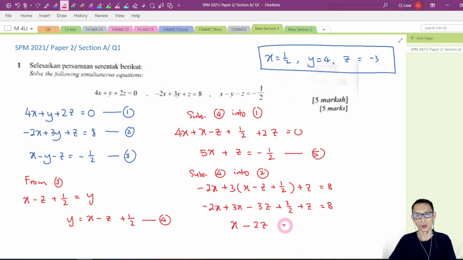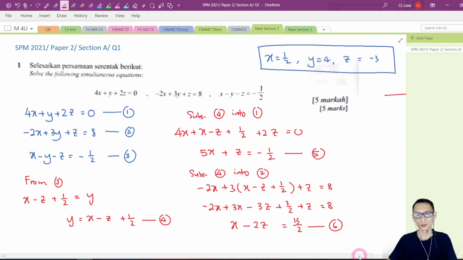Okay, so the 3 over 2, I will bring it to another side. It becomes 8 minus 3 over 2. So you will get 13 over 2. Okay, just let this one be the sixth equation.